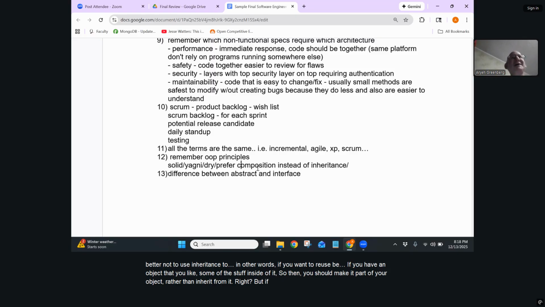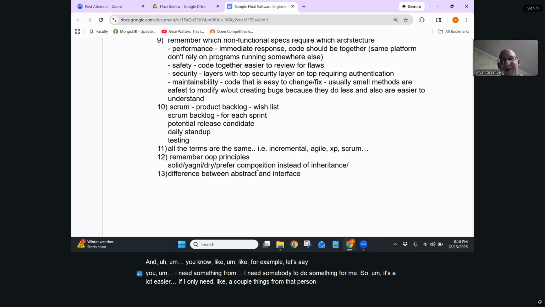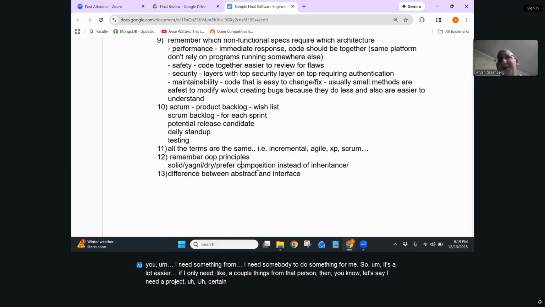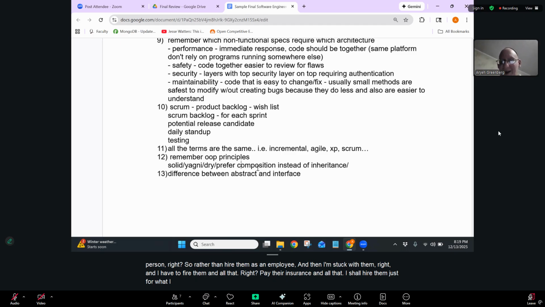Right? It's sort of like, if you have a friend and, for example, let's say I need somebody to do something for me. It's a lot easier if I only need a couple things from that person. Let's say I need a certain project finished in a month, and after that I don't need that person, right? So rather than hire them as an employee and then I'm stuck with them, and have to fire them and all that, pay their insurance and all that, I should hire them just for what I need, which is a month.